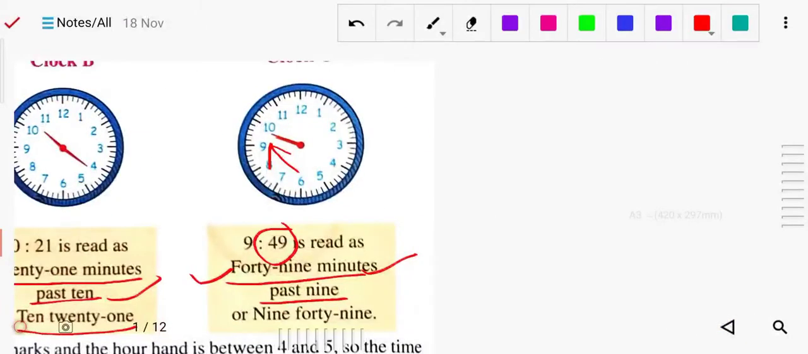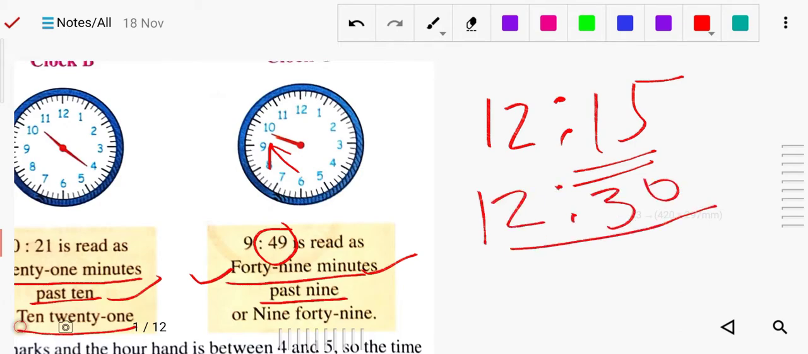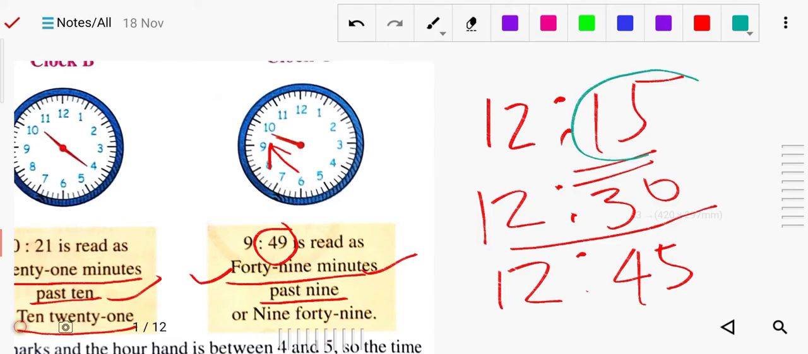But whenever the time is exactly, suppose 12:15, you have to use quarter past 12. If the time is 12:30, you use half past 12. If the timing is 12:45, you have to use quarter to 1. So what does it mean? When the exact time is 15 minutes, 30 minutes, or 45 minutes, you use half past, quarter to, or quarter past.